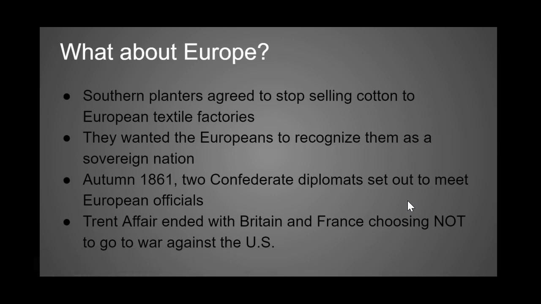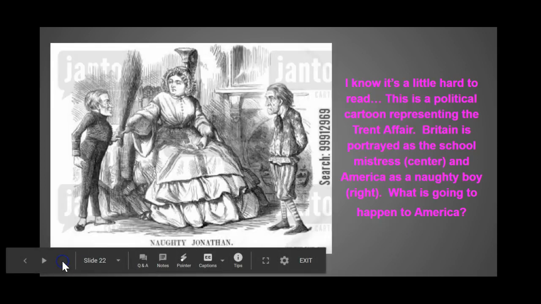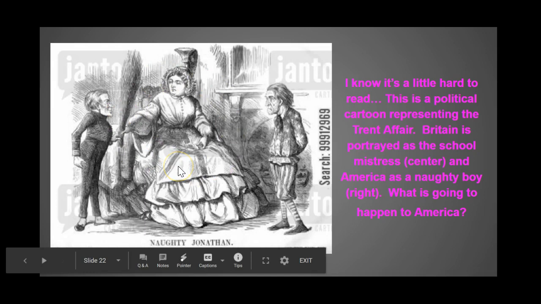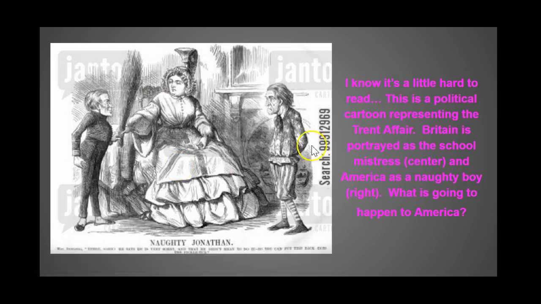The whole event is called the Trent Affair, and it ends with Britain and France choosing not to go to war against the United States. They don't want to get involved in the US Civil War. All right, now I know this is a little hard to read, but it is a political cartoon representing the Trent Affair. Britain is portrayed as the school mistress in the center, and America as a naughty boy to the right. And the question being, what is going to happen to America?